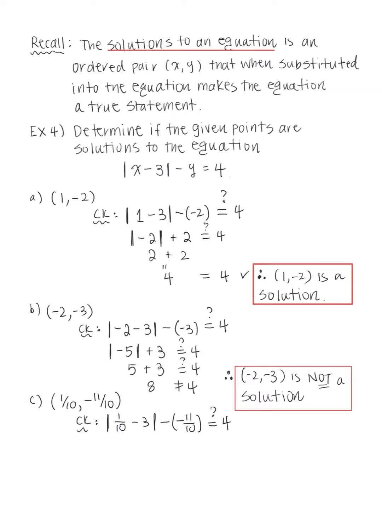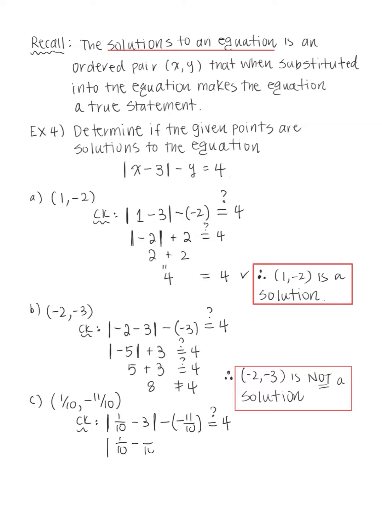Don't say no immediately just because it doesn't look like that's going to equal 4. It might, right? So let's go. When you have to add or subtract fractions, you need to have a common denominator. So what will be the common denominator? That will be 10. So here, I'm just going to leave this as 1 over 10.